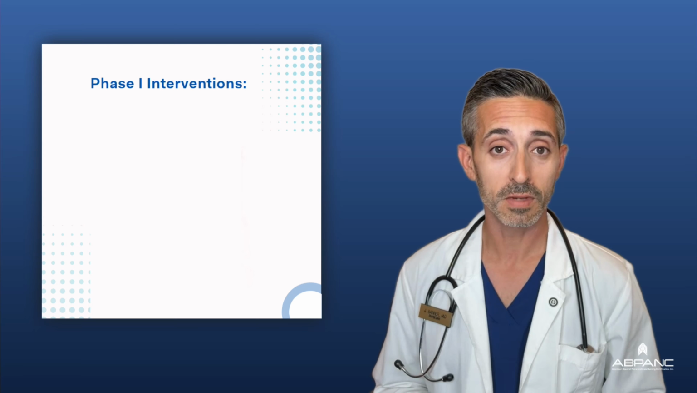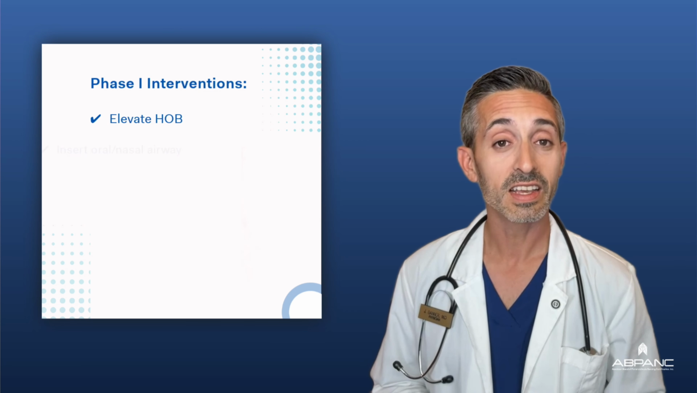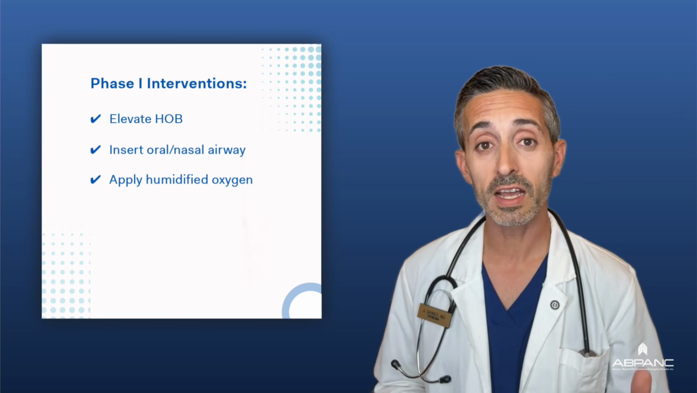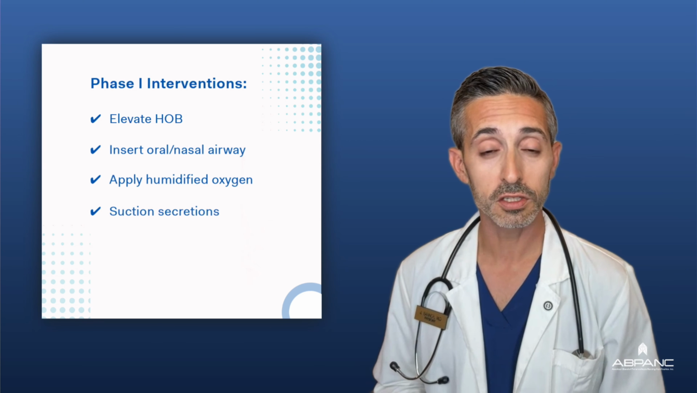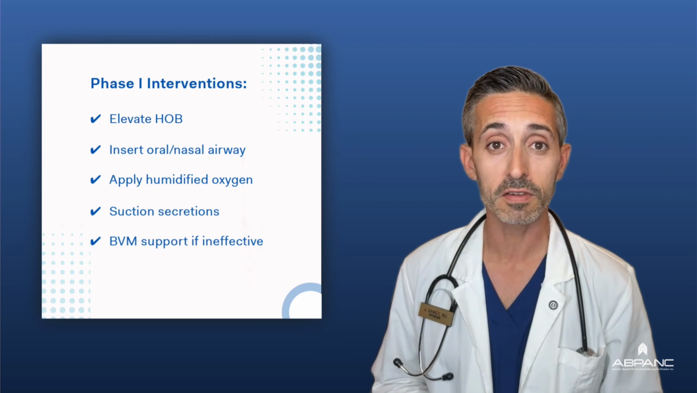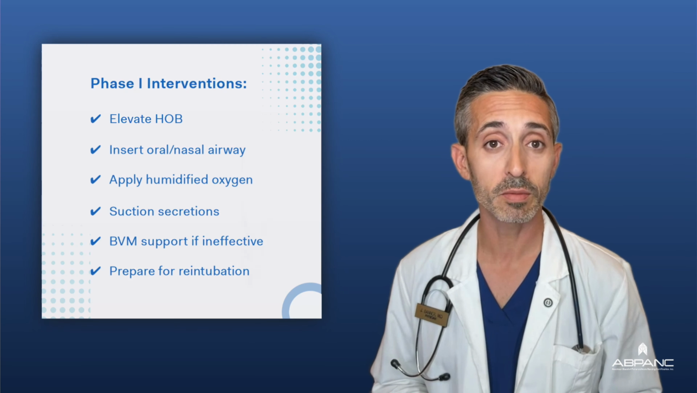Now, let's take a closer look at what to do and airway interventions by recovery phase. In phase 1, PACU, elevate the head of the bed, insert oral or nasal airway as needed, apply humidified oxygen, suction secretions, support with bag valve mask, BVM, if breathing is ineffective, prepare for possible reintubation.